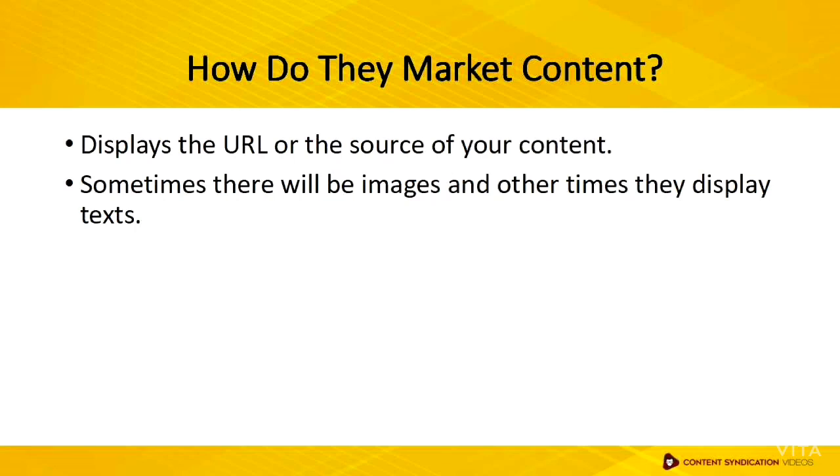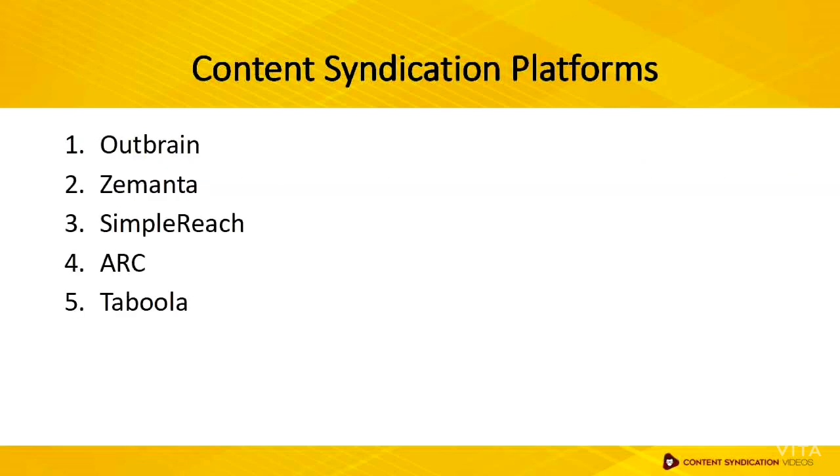There are various ways content syndication networks market a specific content. Some may only show the URL or the source of the content. Sometimes there will be images and other times only text. There are various content syndication platforms for you to choose from. However, for beginners, I recommend you stick to these 5 options.